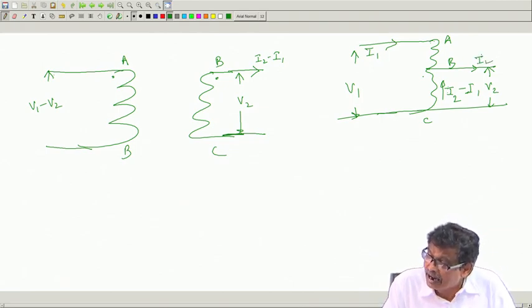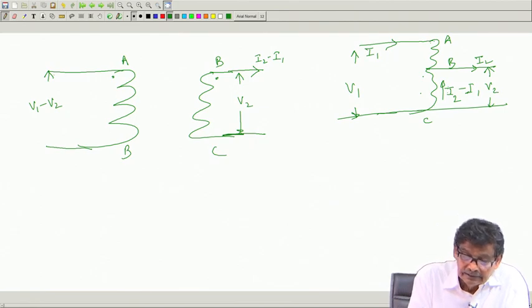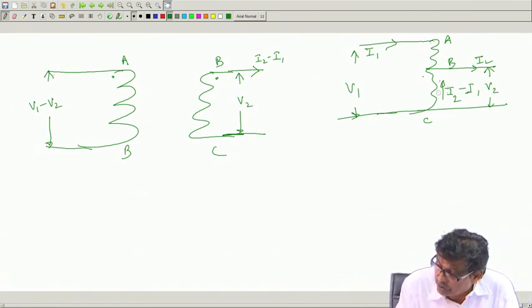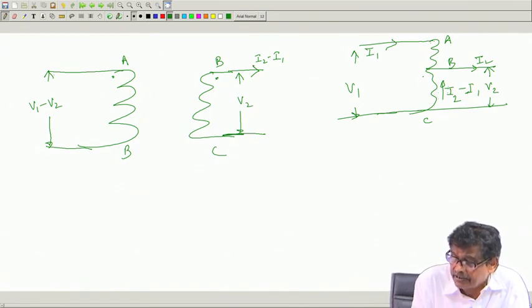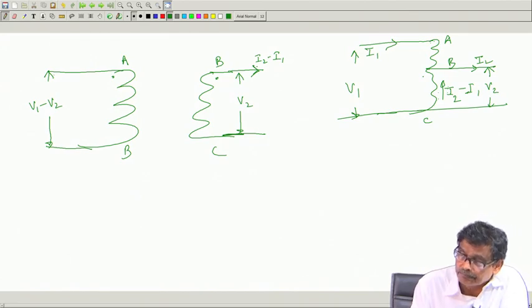But if you look at these two separate coils, it is telling me as if I can draw this diagram and say that at least these two portions are a two winding transformer, across the primary of which I have applied V1 minus V2, and secondary is loaded such that it delivers a current of I2 minus I1. This much I can say.